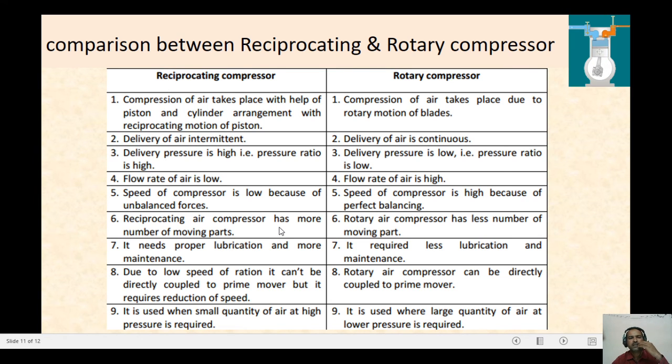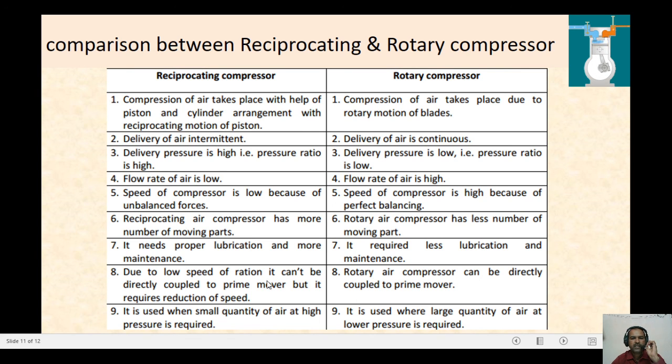In the reciprocating compressor we have many more moving parts compared to the rotary compressor. In the rotary compressor we have fewer moving parts, and in the reciprocating we have more moving parts or elements. Due to the increase in temperature, the reciprocating compressor needs proper lubrication, and the maintenance is also very high, because the up and down movement of the piston increases the temperature. The lubrication and maintenance are very high in a reciprocating compressor, but very low in a rotary compressor.